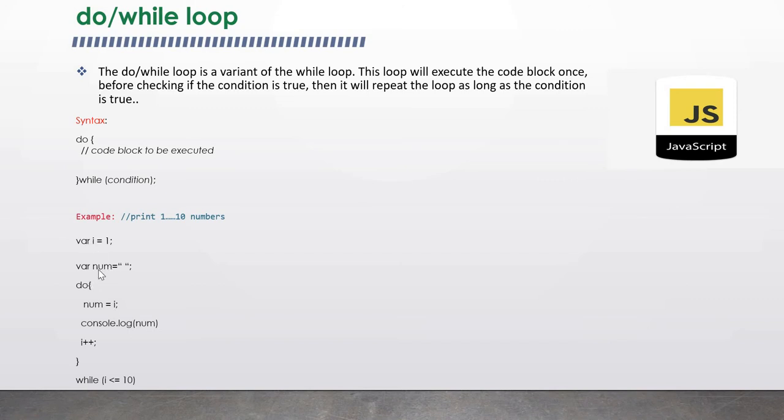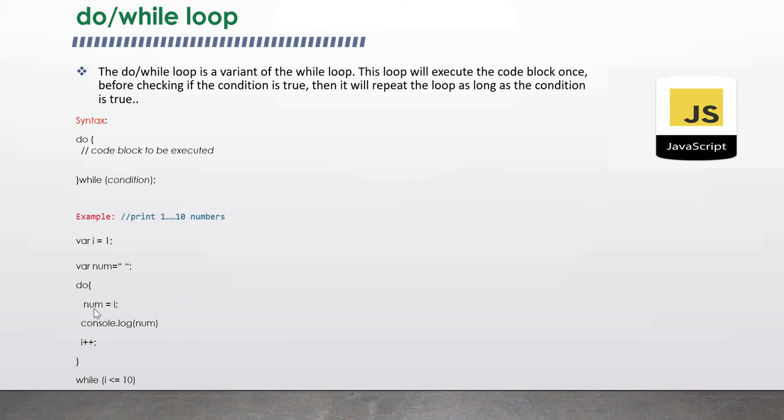And then another variable, num, and then do: num equals I, so num equals 1. So console, we are printing the num, so it will print 1, and then I plus plus increments I by 1, so it is now 2. Then it will check the condition, 2 less than or equal to 10, yes, it will go back to the do block over here.